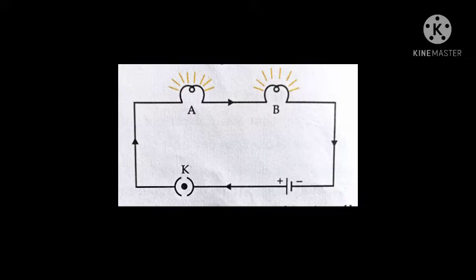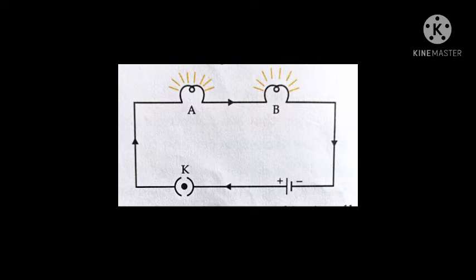categories: series and parallel. So in the series circuit, as you can see here, there are two bulbs A and B connected to a key and a battery. So these bulbs are said to be in series. When the key is closed, it means when the circuit is complete, both these bulbs glow in series combination. So the appliances work simultaneously.